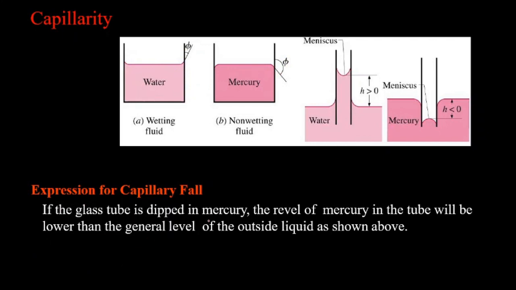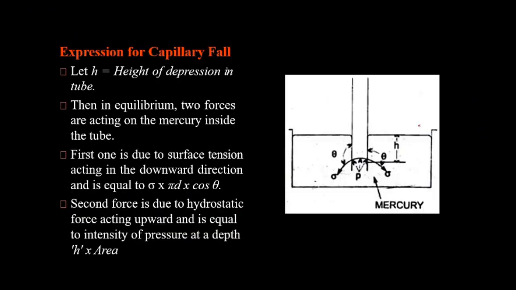If the glass tube is dipped in mercury, see here, the glass tube is dipped in mercury. The level of mercury in the tube will be lower than the general level. So this is the general level. The level of the capillary depression will be less than the general level of the mercury, as shown in the figure. See here, h is less than 0, some negative value. For that we will find the expression.